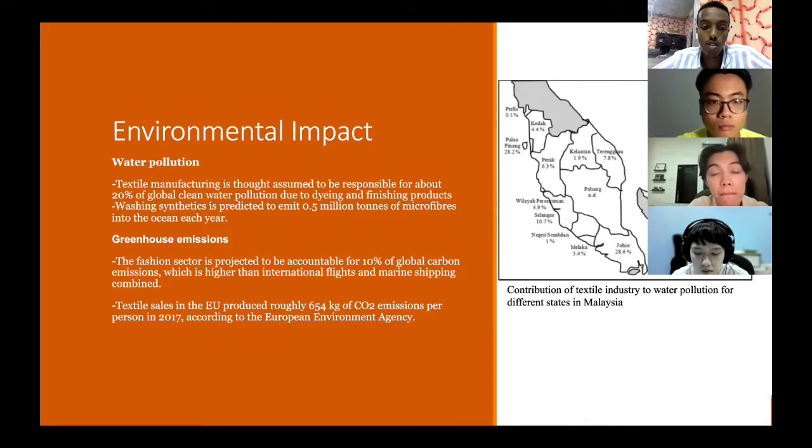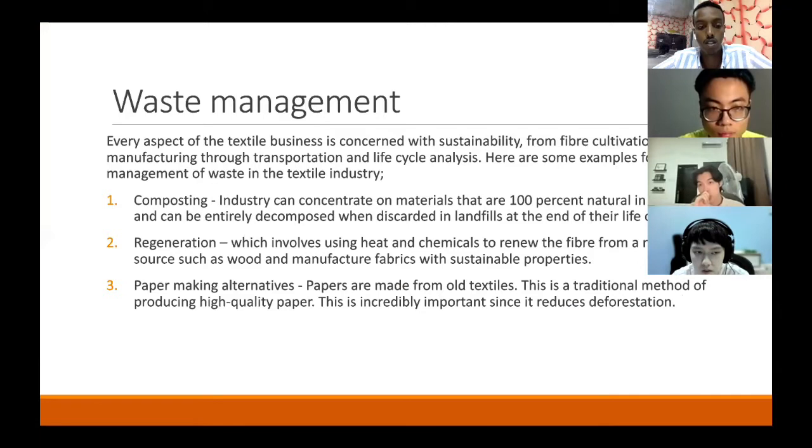And according to the European Environment Agency, the textile sales in the EU created 654 kilograms of CO2 emission in the year 2017. So the next slide is about waste management. From fiber cultivation and manufacturing to transportation and to the life cycle analysis, every facet of the textile industry is concerned with sustainability. Here are some waste management examples from the textile industry.